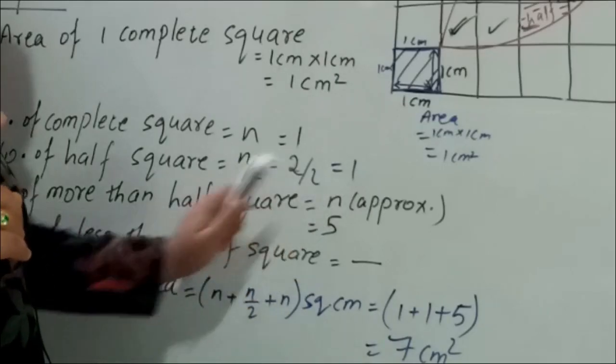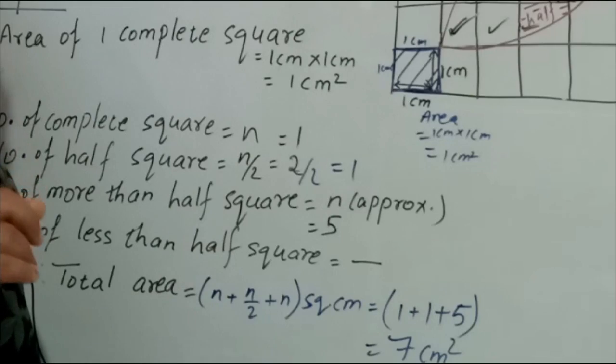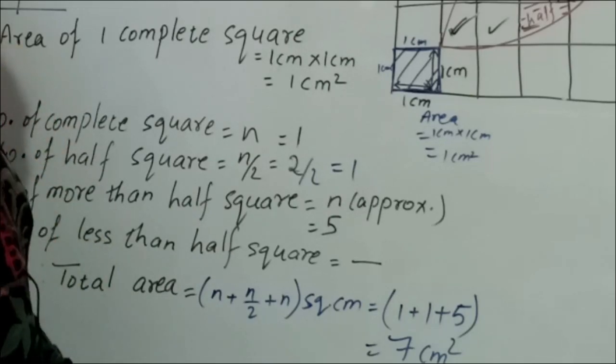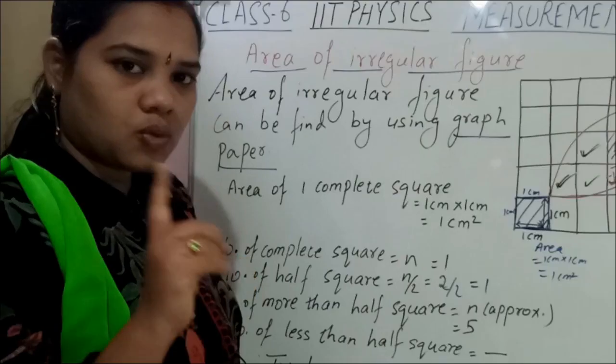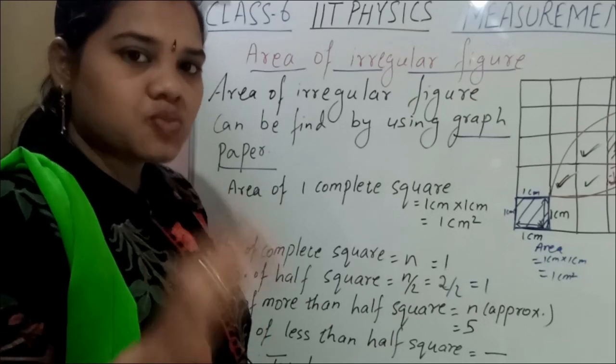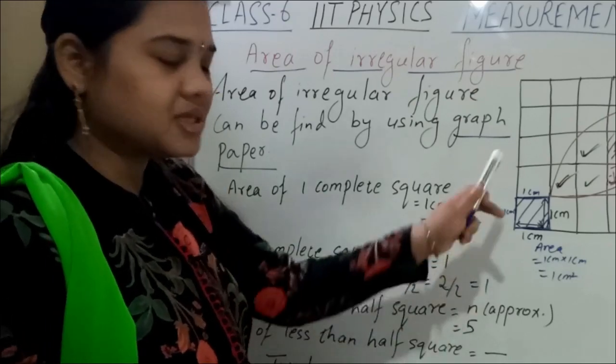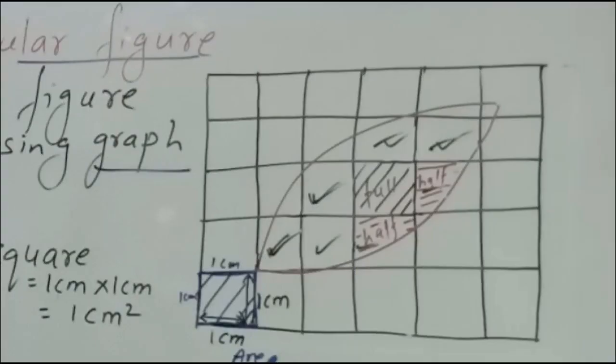Okay, one box that is more than half comes under, meaning only a little bit is cut, so that one you have to consider as full. Suppose 5 more than half boxes are there, so you have to consider 5 as complete.